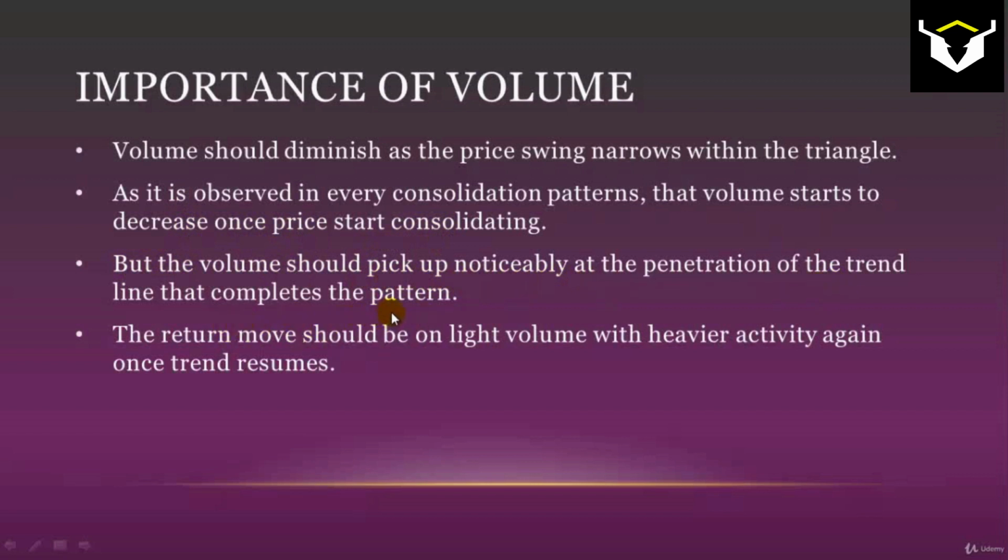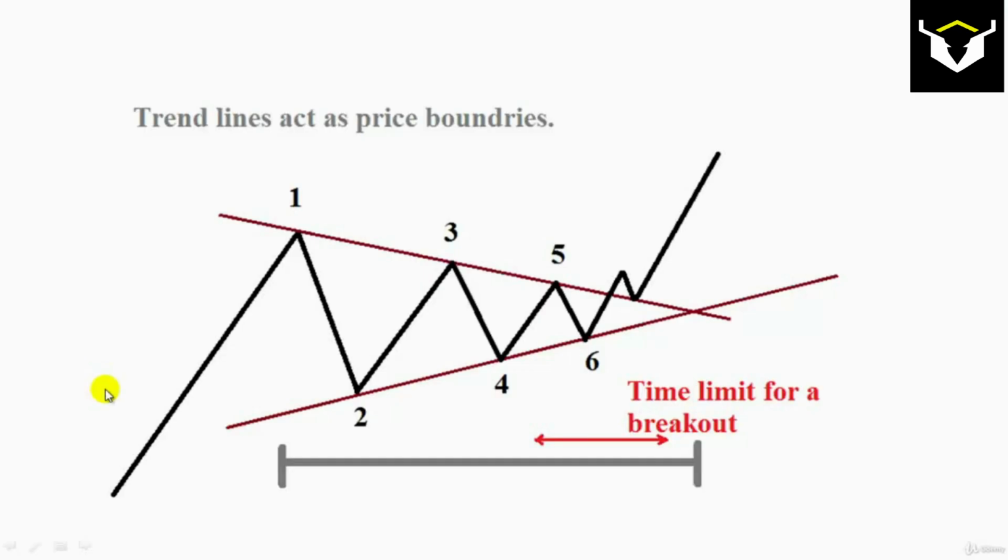Once prices break beyond the trend line, volume must pick up considerably. The return move should be on light volume, with heavier activity again once the trend resumes. So if prices indicate a return move back to the trend line, the move should be on lighter volumes. This is very important. The breakout should be on heavy volumes and the return move on lighter volumes to validate that the breakout is a valid breakout of the triangle pattern.